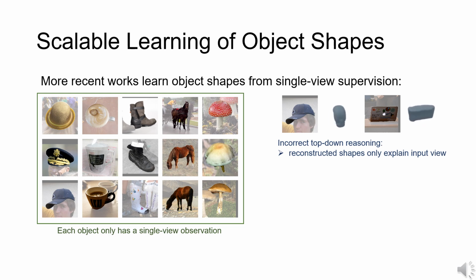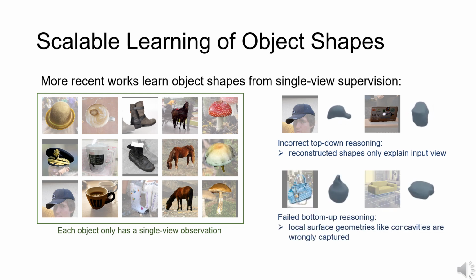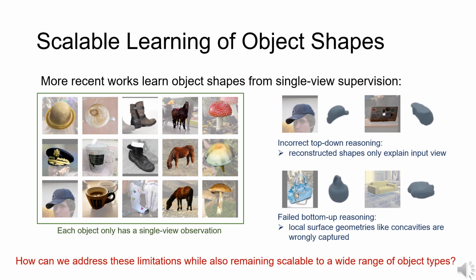Although these works are much more scalable, they suffer from two major limitations, which greatly hamper the reconstruction performance. The first limitation is incorrect top-down reasoning, where the reconstructions only explain the input view, but do not accurately reconstruct the full 3D object shape. The other limitation is that these models often cannot capture low-level geometric details, such as concavities. How can we address these limitations while also remaining scalable to a wide range of object types?